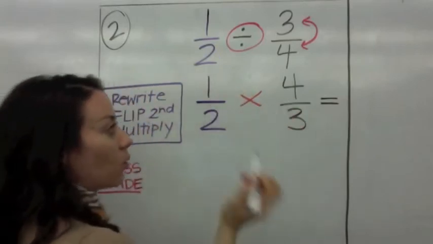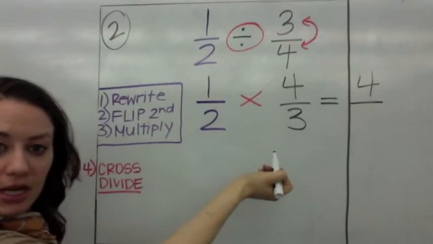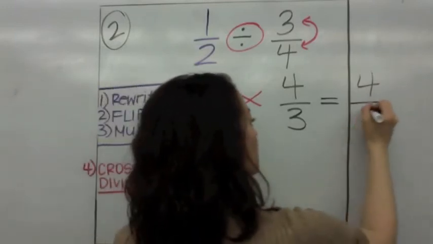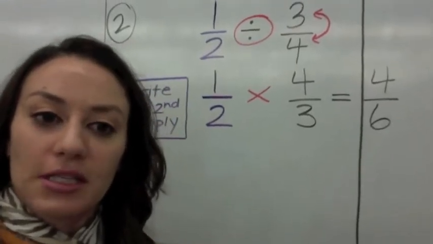What's 1 times 4? 1 times 4 is 4. Very good. And what about 2 times 3? You all know 2 times 3. 2 times 3 is 6. Now, you get 4/6 over here. You see it? You get 4/6.